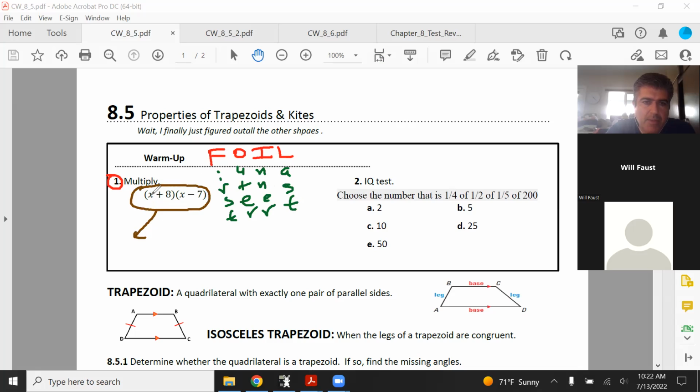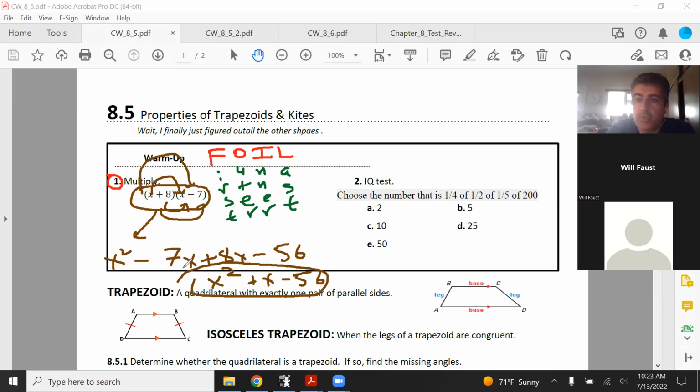So here we're multiplying x with x. You get x squared. Multiply x with -7. You get -7x. Multiply 8 with x, you get 8x. And 8 with -7, you get -56. So it's x squared plus x minus 56.